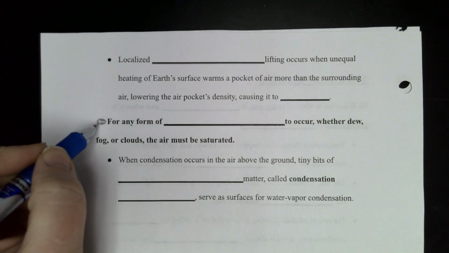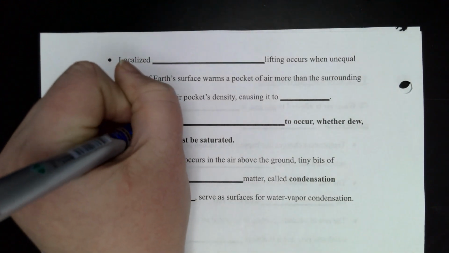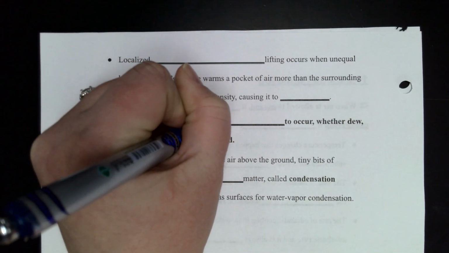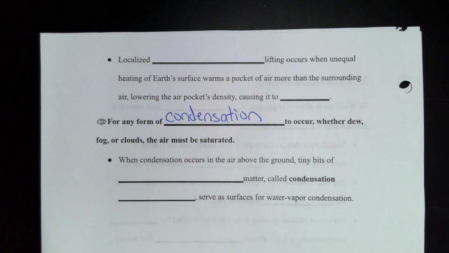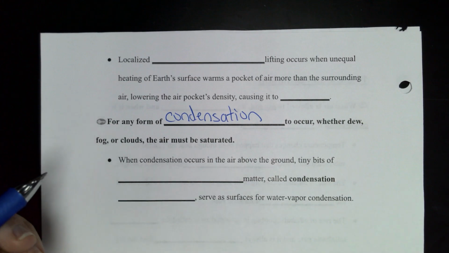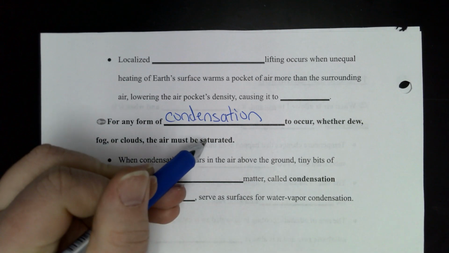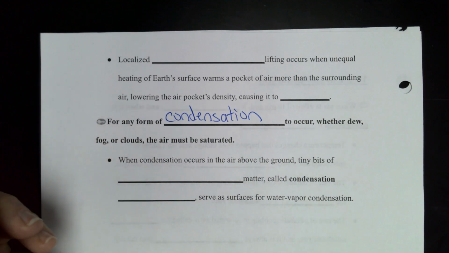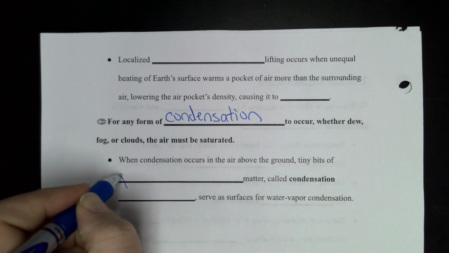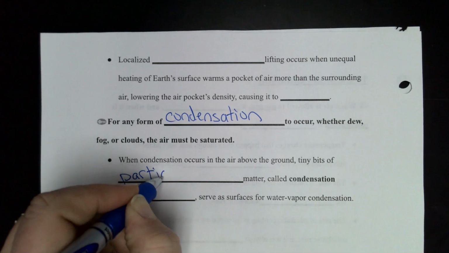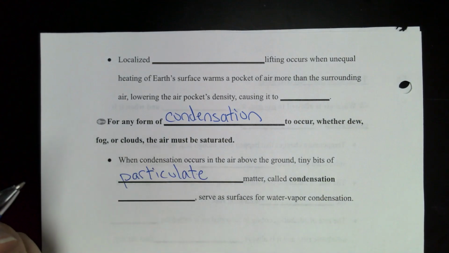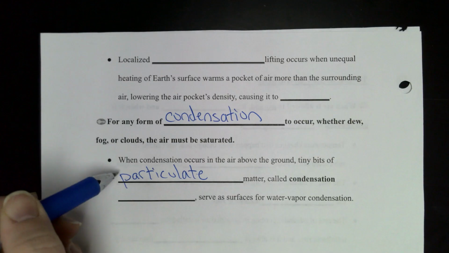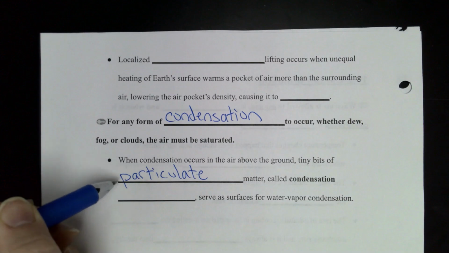So sixth period, for any form of condensation to occur, whether dew, fog, or clouds, the air must be saturated. Saturated with what? Water vapor. When condensation occurs in the air above, tiny bits of particulate matter must be in the air. This is why when we did our cloud in a bottle, we had to put smoke in there, something for the water vapor to stick to.